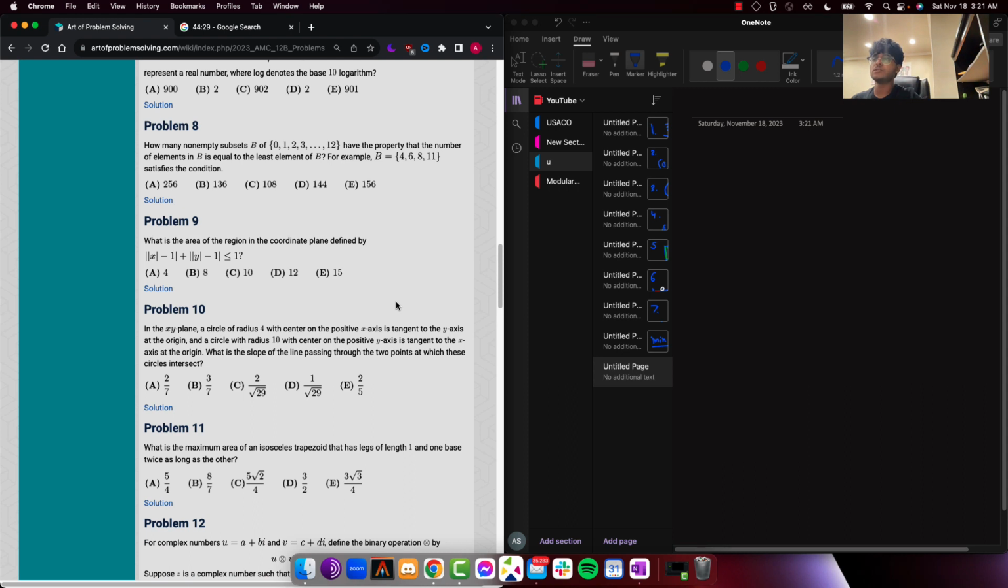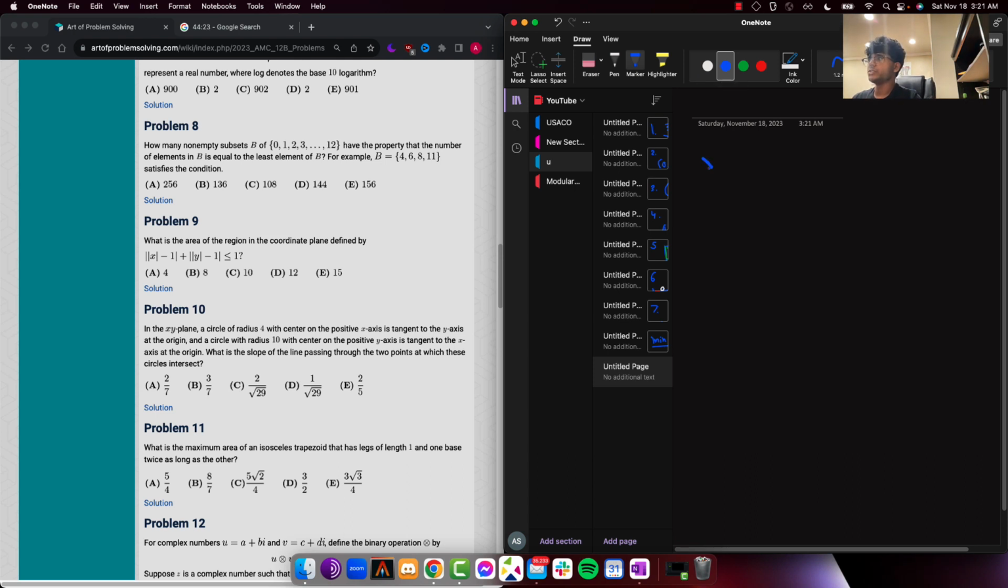Okay, number 9. What is the area of the region in the coordinate plane defined by this? One thing I notice immediately is when you do the transformations x to negative x, which is the same thing as flipping it across the y-axis, and y to negative y, then in both cases the inequality is preserved, right? So we only have to look at it in one quadrant, and then we can just flip it into all 4 quadrants.